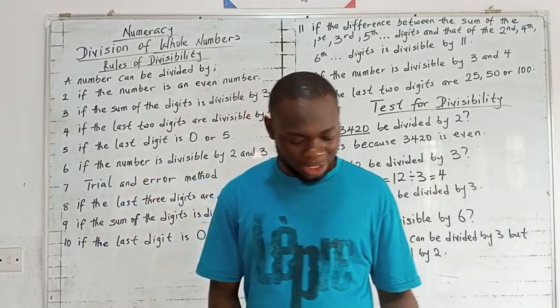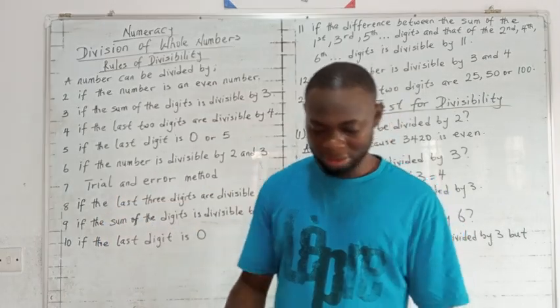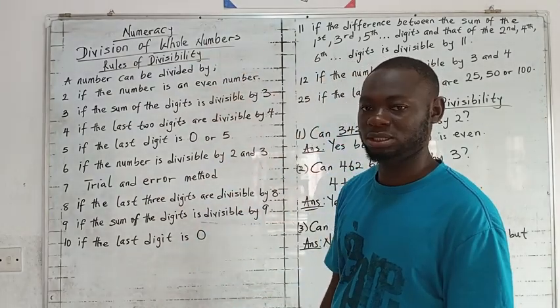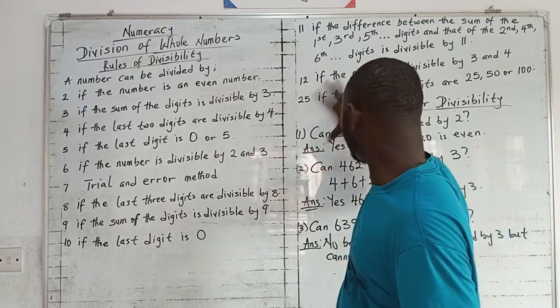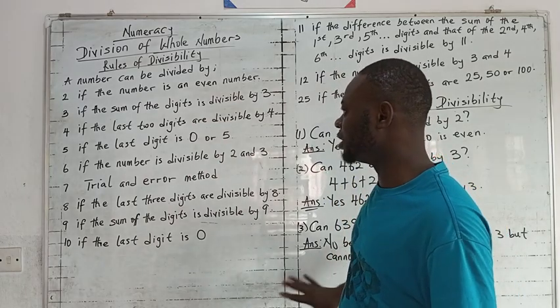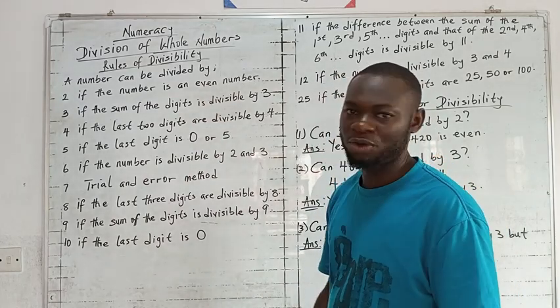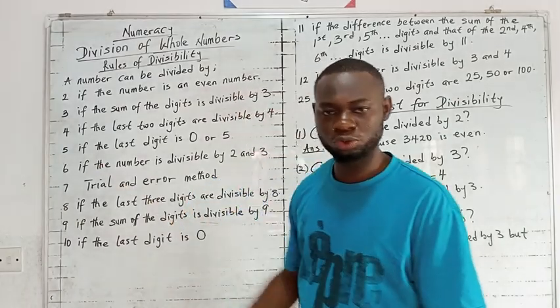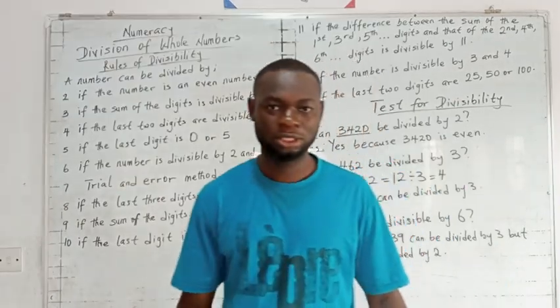Alright? So I'll be sending an assignment where you will now test for other divisibilities. The same way we test for these numbers using these rules, that same way you test for the numbers I'll be sending you using these rules for divisibility.